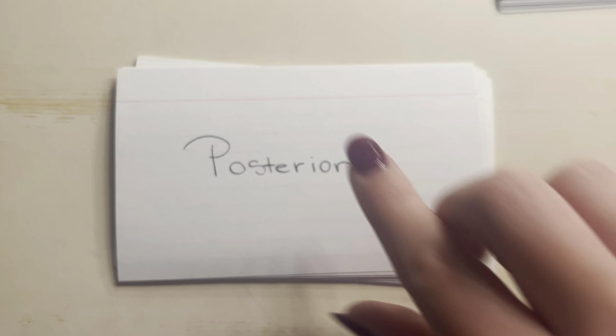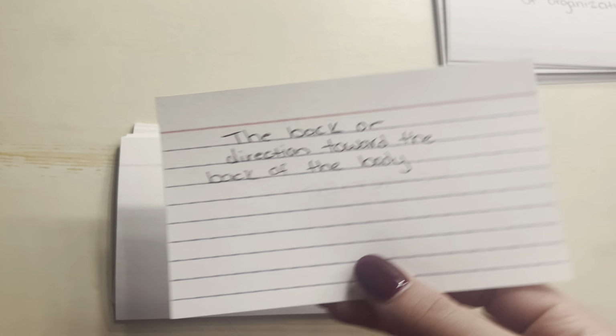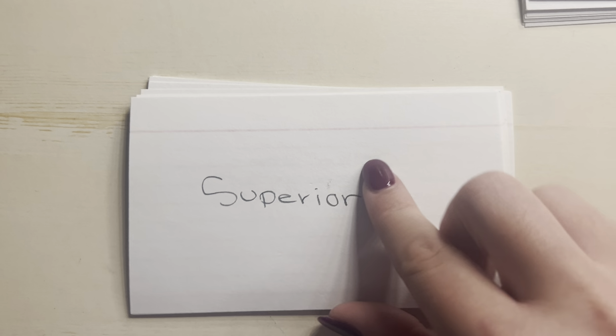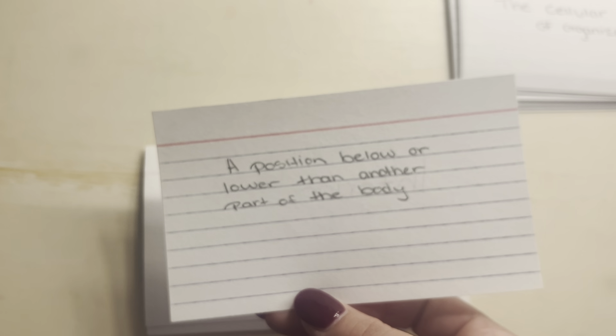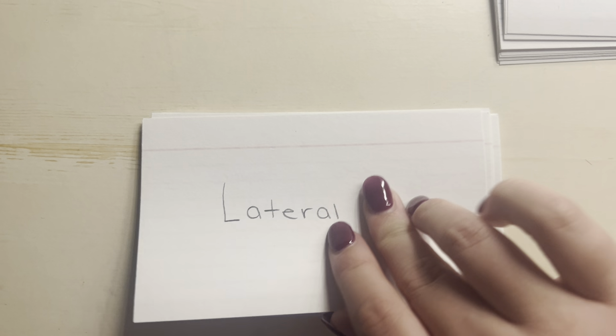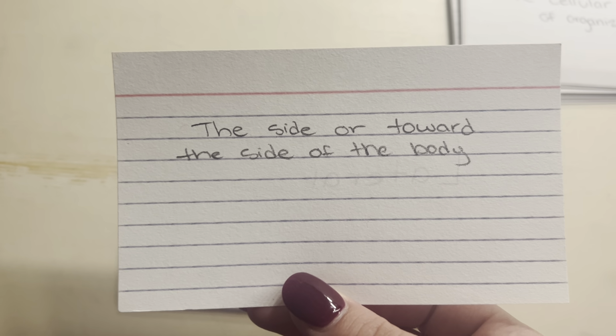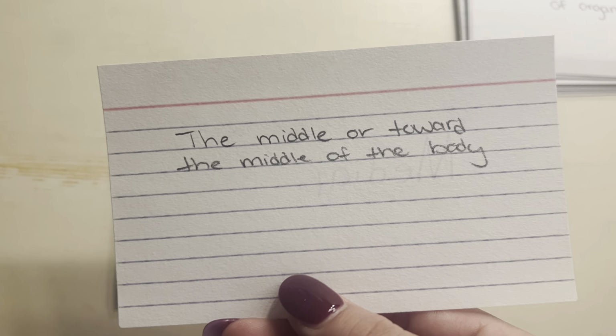The definition of posterior is the back or direction towards the back of the body. The definition of superior is a position above or higher than another part of the body. The definition of inferior is a position below or lower than another part of the body. The definition of lateral is the side or towards the side of the body. The definition of medial is the middle or towards the middle of the body.